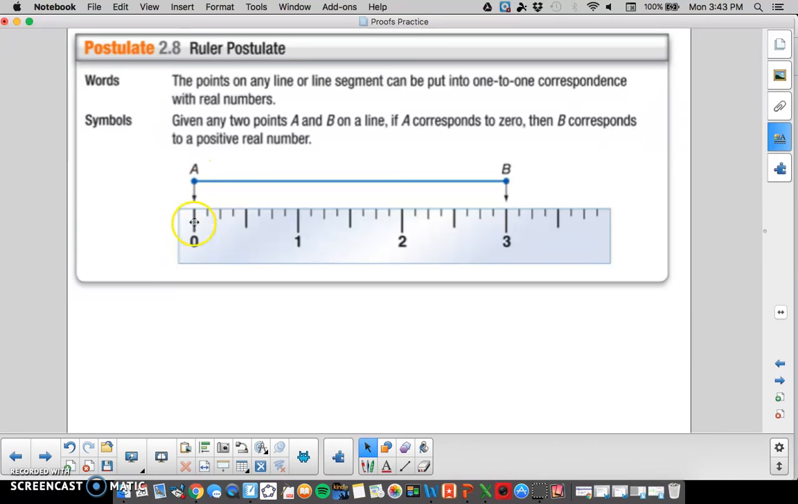So the coordinate for A is at 0. The coordinate for B is at 3. So we could place another point on this segment, and it could have a coordinate value of 2. So it's really just assigning points to a coordinate value on the number line.